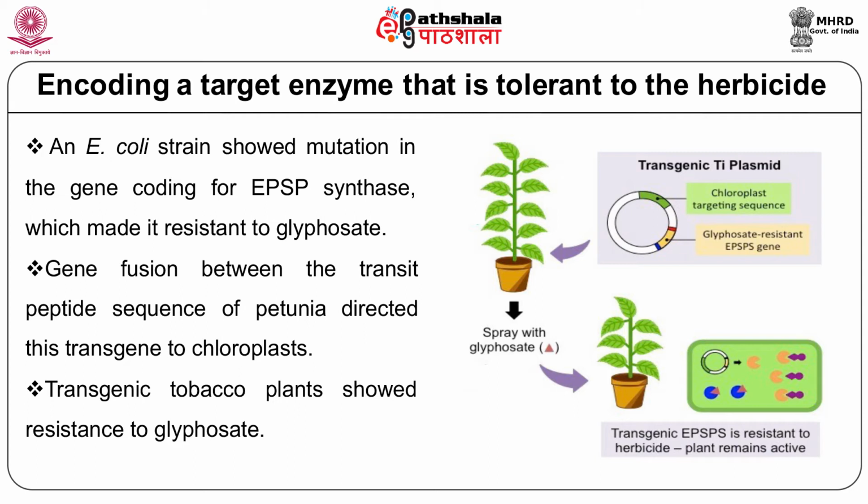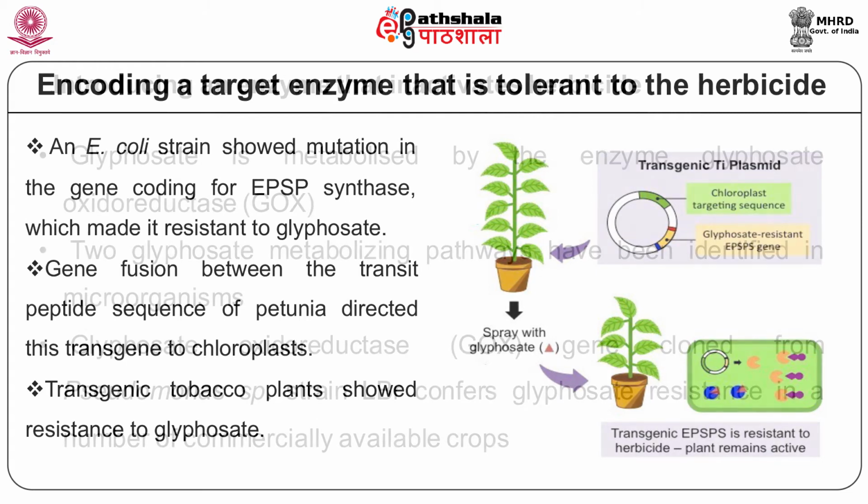The EPSPS gene encoding wild-type EPSP synthase from Petunia under the control of cauliflower mosaic virus 35S promoter has been transformed into other crop plants and overexpressed. The transgenic plants were significantly tolerant to glyphosate.